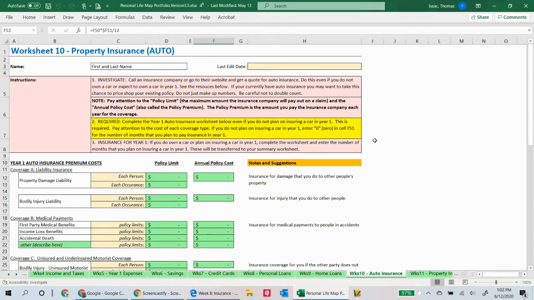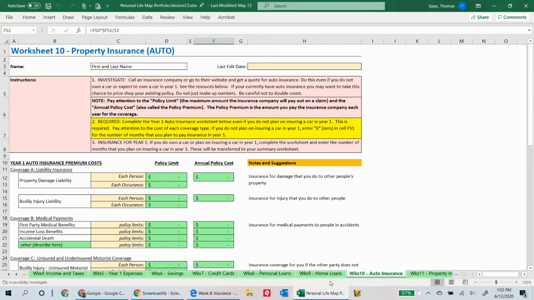So what you're going to do in here is investigate the cost of automobile insurance for 1 year. And you're going to do this even if you don't plan on owning a car during year one. There's a spot you'll see when we get to the bottom that allows you to put a 0 in so that nothing carries through to your summary worksheet. But you're going to have to go through this process anyways.